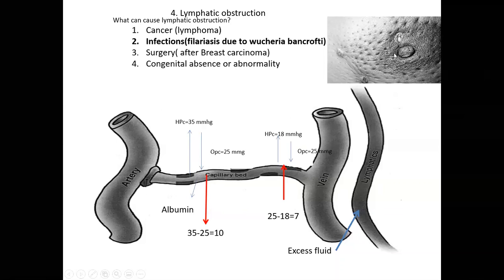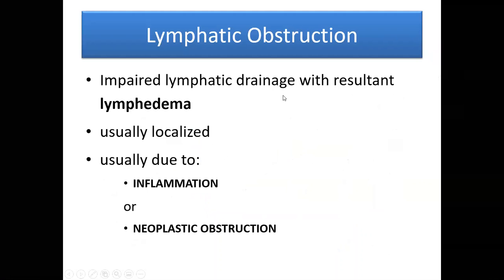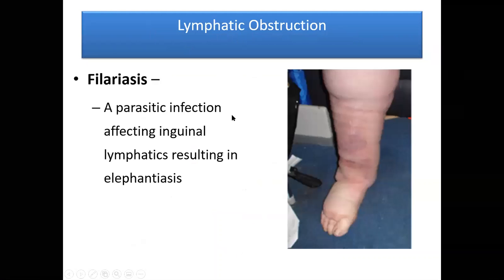Some patients may develop this, females especially, but it's not that breast cancer is not there in males. It can happen in males, but it is less common. So females who undergo breast removal surgery, we call it mastectomy, radical mastectomy. If we remove the breast, we also remove their lymph nodes. Because the lymph nodes and lymphatics are all removed after surgery in breast cancer, this can lead to localized edema around the breast. There is a special name for it. Let's go to that. Impaired lymphatic drainage will result in lymphedema, usually localized, usually due to inflammation or neoplastic obstruction.